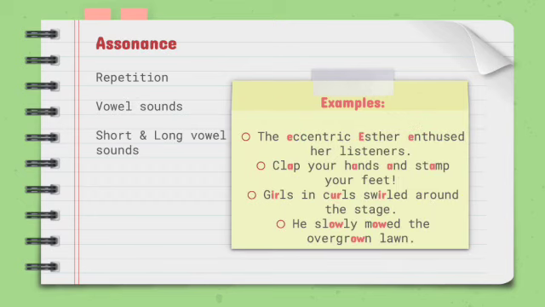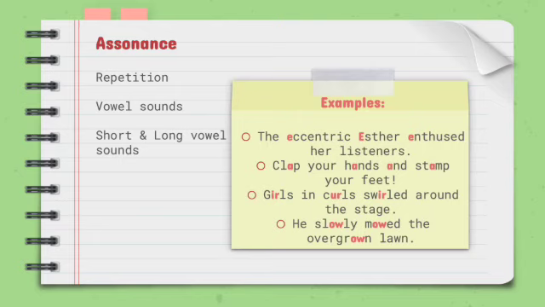The next figure of speech we will be speaking of is assonance. Assonance is very similar to our previous sound device of alliteration. Assonance is the repetition of vowel sounds instead of consonant sounds. The first example states, the eccentric Esther enthused her listeners. We see that the E sound is being repeated in this sentence.